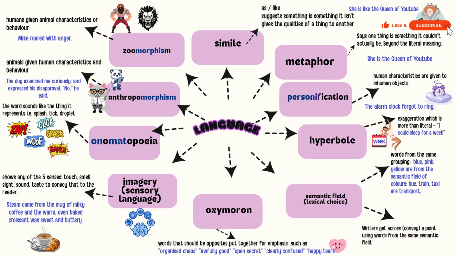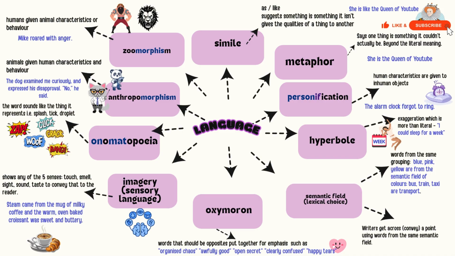We would think that chaos is the opposite of organised. We think that awful is the opposite of good. A secret nobody should know about, but an open secret everyone knows about. Clearly, you think, well, that's clear. And confused means that you don't understand something. But clearly confused means the person is obviously confused. What we're doing here is emphasising the point we want to make, using the opposites to make people think, and it actually creates emphasis.